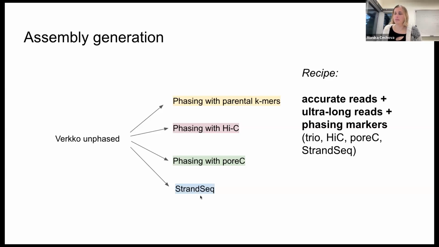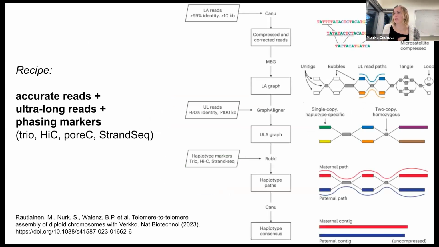So traditionally, if you have a molecule, you have no idea whether the read is a forward read or the reverse complement of the reference that you're looking at. And so with strand-seq, you will get that information. And so the recipe is to have accurate reads, ultra long reads, and also some phasing markers. So that's the most common assembly recipe.